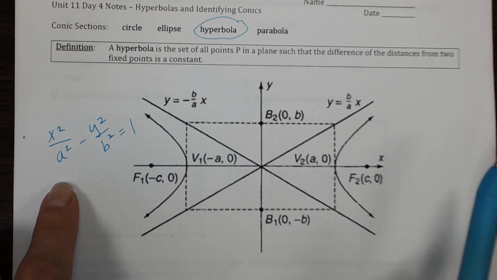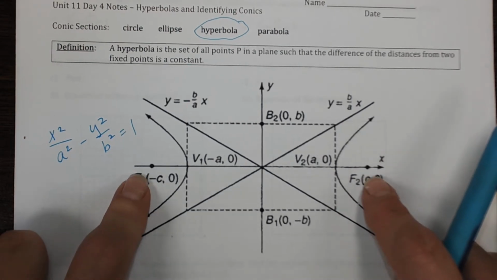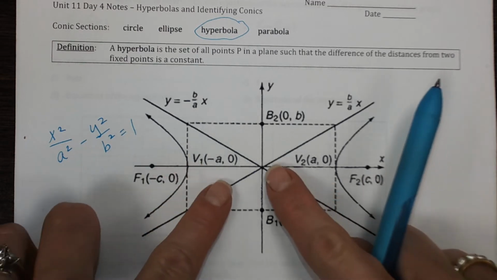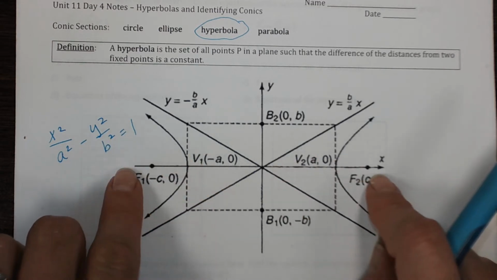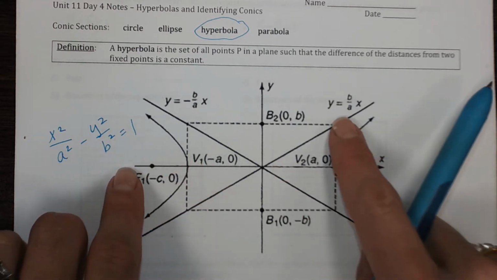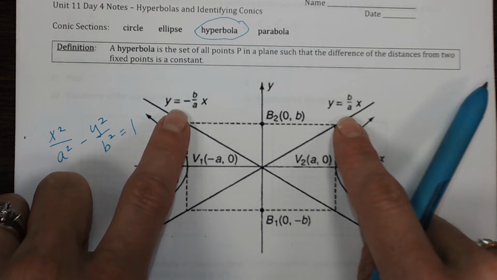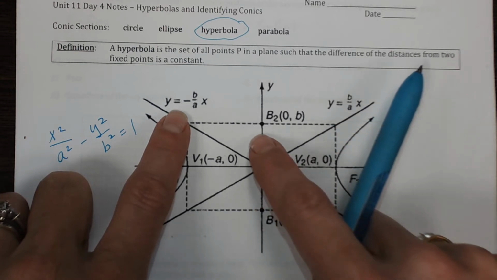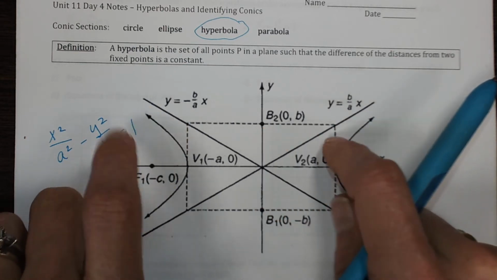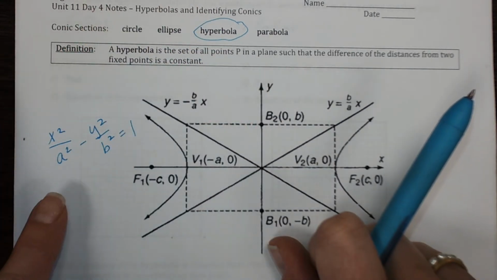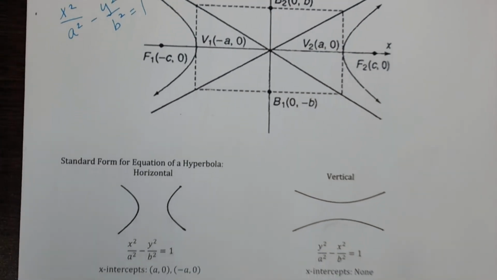Let's see, what else was I going to say? We also have the foci like we always do. We're going to use a different formula again this time to find our C. But again, it's always C out from the center. And then you'll see that we have our equations for our asymptotes. And it's always plus or minus B over A. Again, this gets a little confusing, but when you start looking at examples, it clears up a little bit.